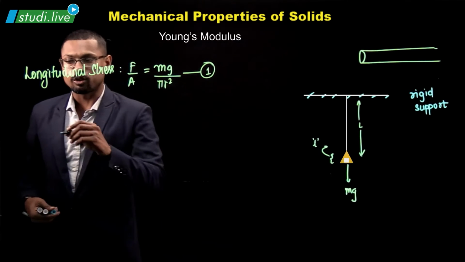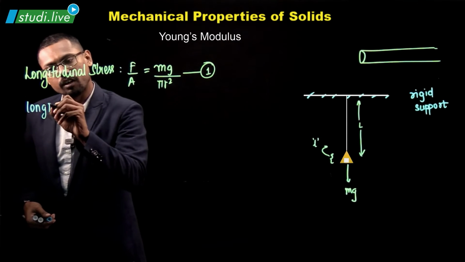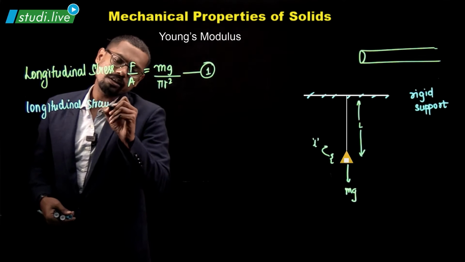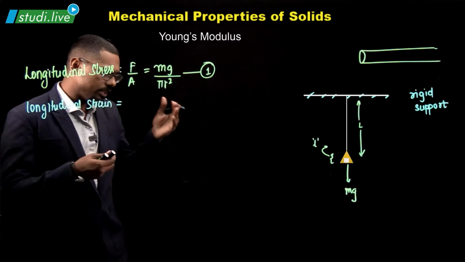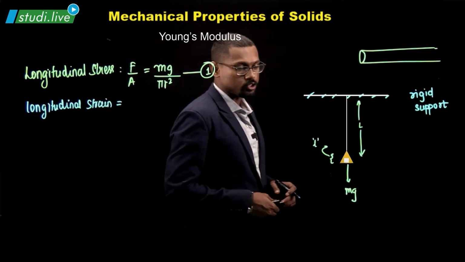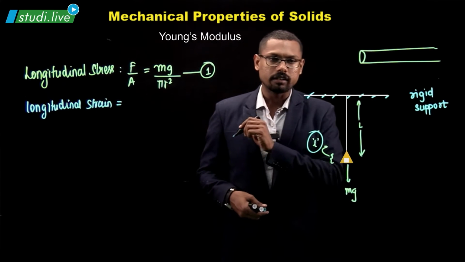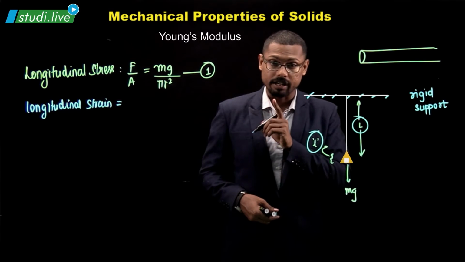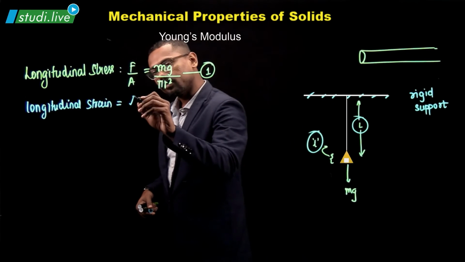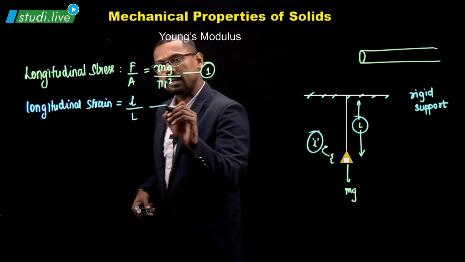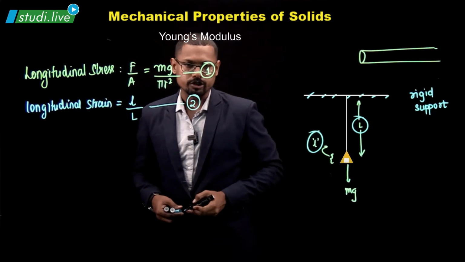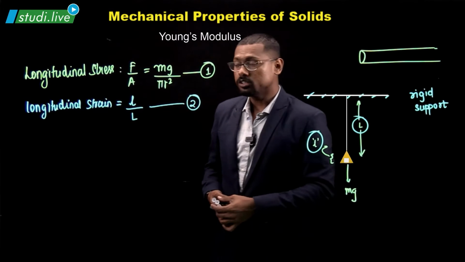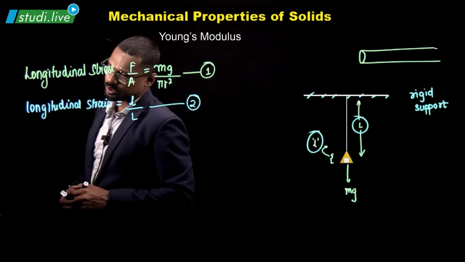Let's now focus on longitudinal strain. What is longitudinal strain? Strain is the change in dimension divided by the original dimension. In here, the change in dimension is small l, whereas the original dimension is capital L, correct? So the extension divided by the original length is my expression for longitudinal strain. If I am very correct, modulus of elasticity is stress divided by strain.